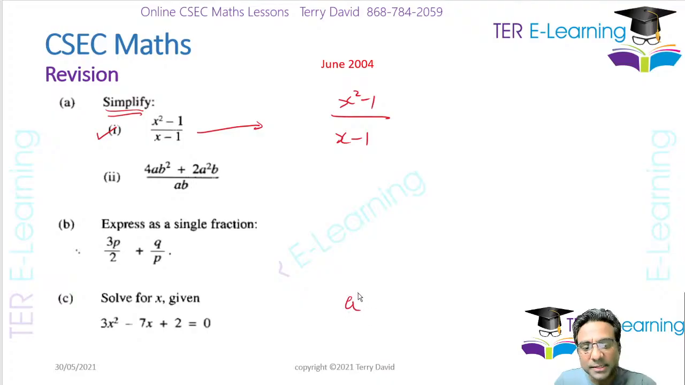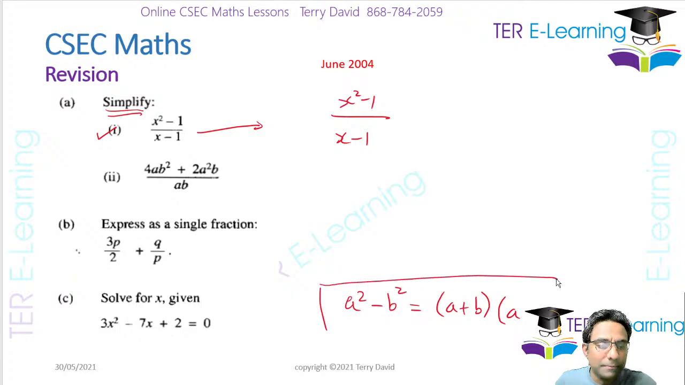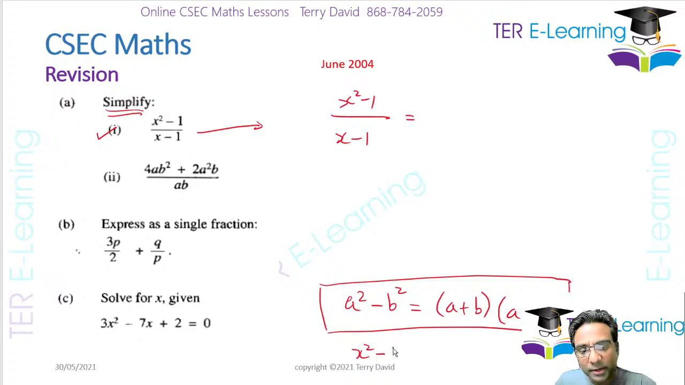And the first one was this: a squared minus b squared is what we call the difference of two squares. So therefore, this is going to be written as a plus b into a minus b. So this is something that you need to remember. This is one form of factorization. So the top part, the numerator, I can write as the difference of two squares, because x squared minus 1 can be written as x squared minus 1 squared. So therefore, that can be written as x plus 1 multiplied by x minus 1.